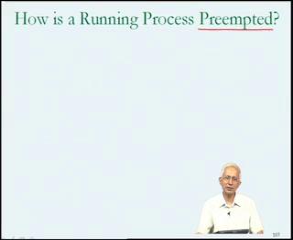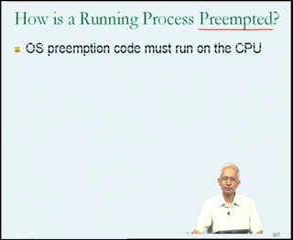Okay, now if you think about this a little bit, there is a problem because the operating system itself is a piece of software, and in order to preempt a process, the operating system preemption code, in other words the instructions within the operating system which do preemption, which I'll refer to as preemption code, must run on the CPU. What does the operating system preemption code do?